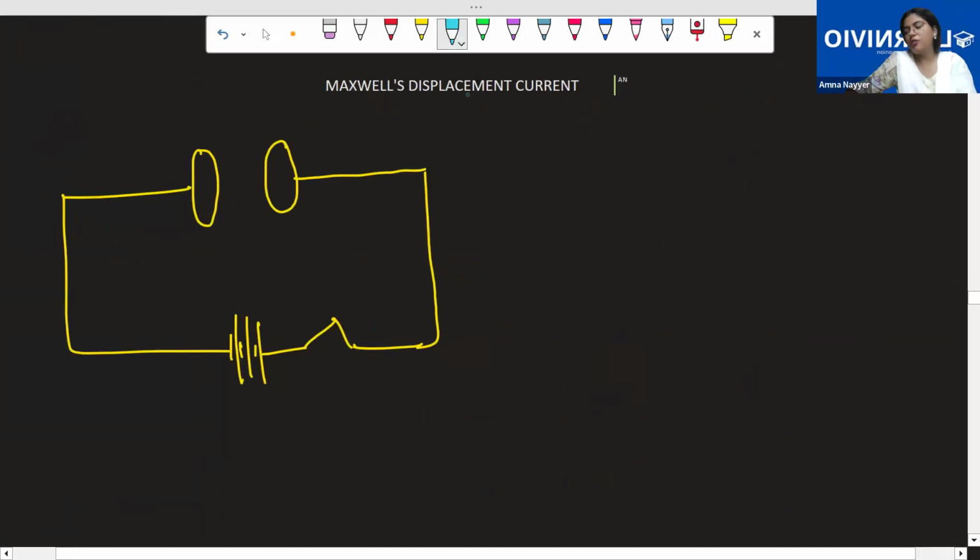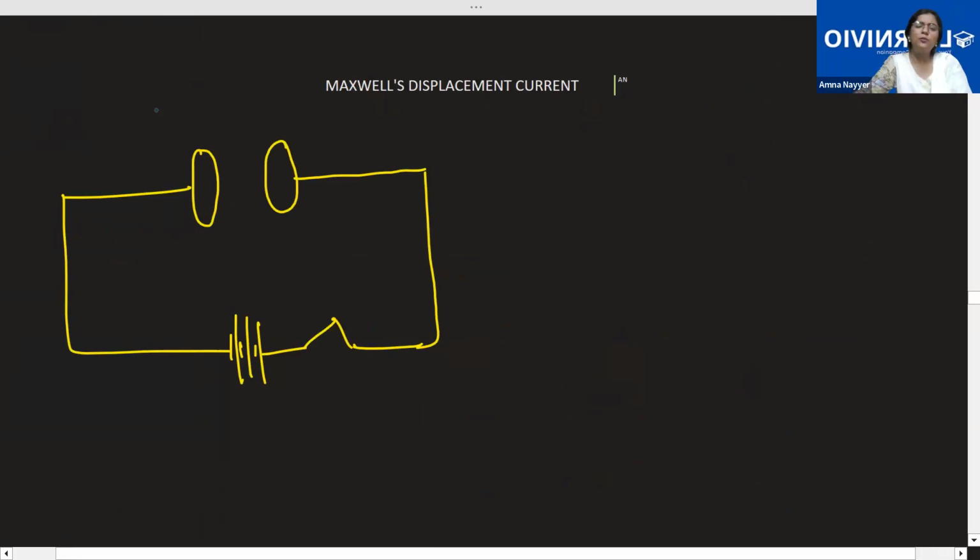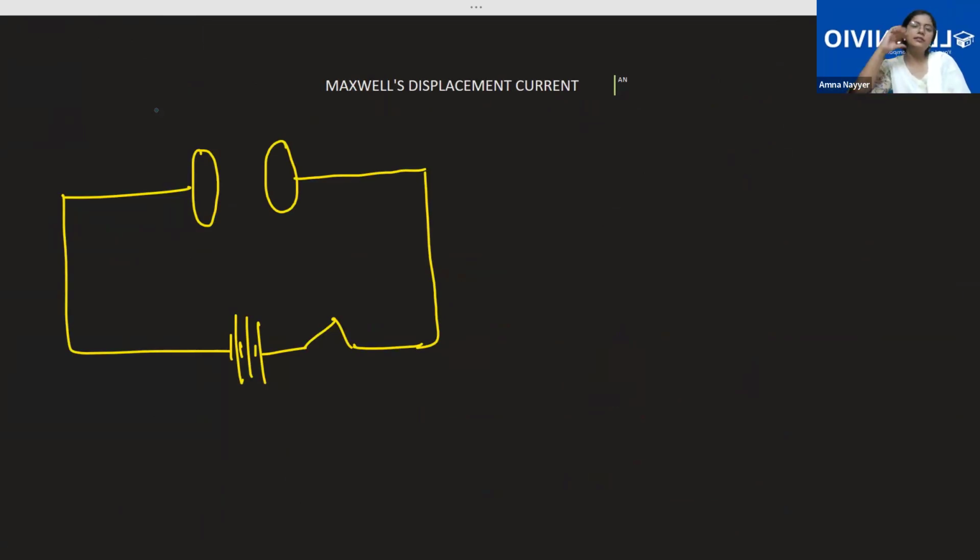See, there's a concept of Maxwell's displacement current. Now, I'll start this in the next class only. There's no point of discussing it right now. But I'll just give you a brief of what is there in this. Only this topic is left, and spectrum. So next class will be our last class for the EMF chapter. That will be on Tuesday.